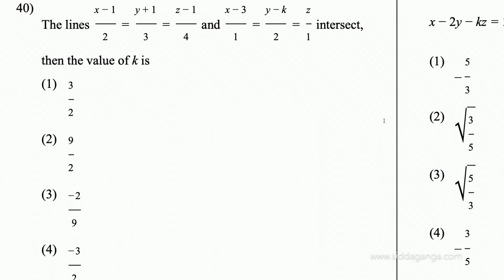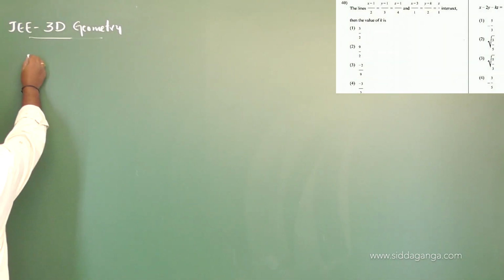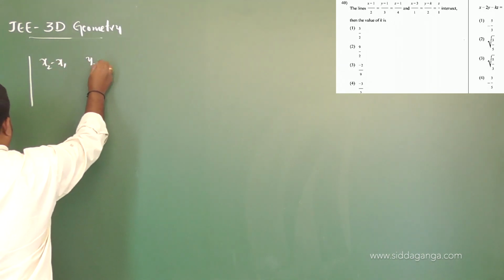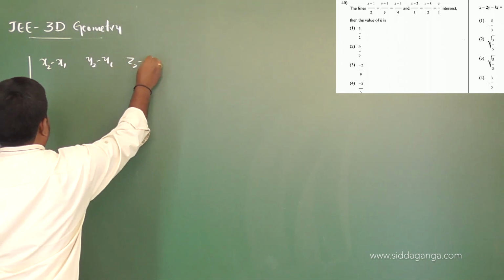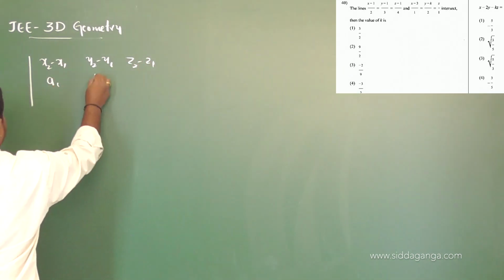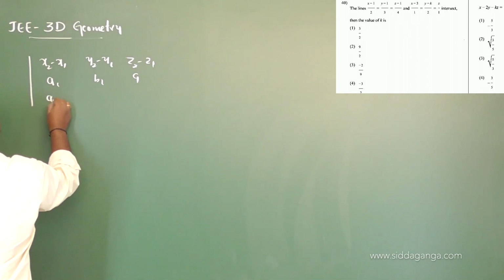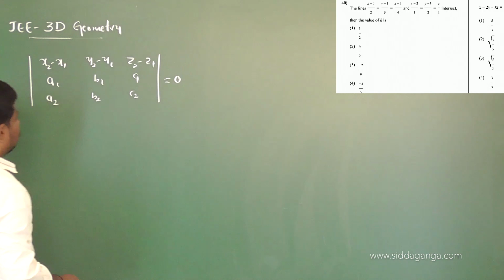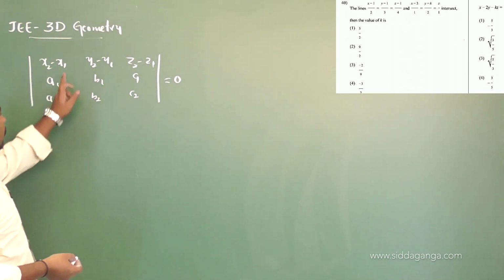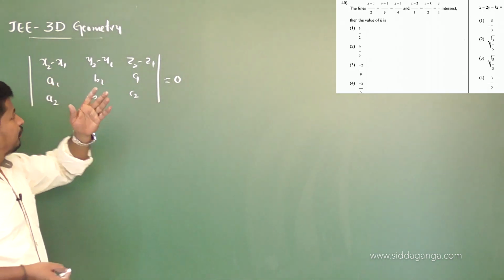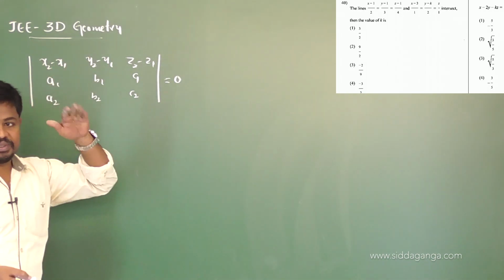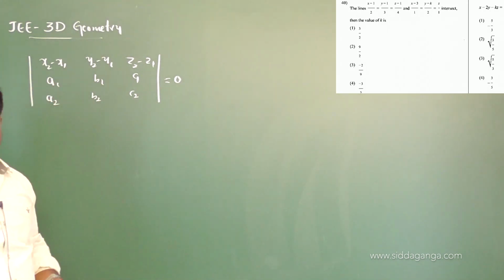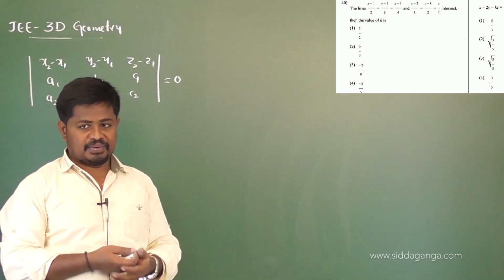So, we know the condition for two lines to be coplanar: the determinant with rows x2 minus x1, y2 minus y1, z2 minus z1; a1, b1, c1; a2, b2, c2. This is the condition for any two lines to be coplanar. I mean x1, y1, z1 is a point through which the first line passes, x2, y2, z2 is a point through which the second line passes, and a1, b1, c1 are the ratios of the first line, a2, b2, c2 are the ratios of the second line, and they have given these there.